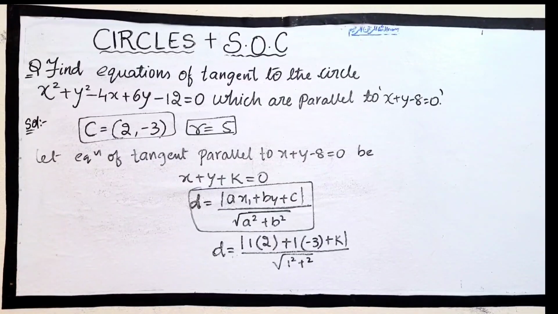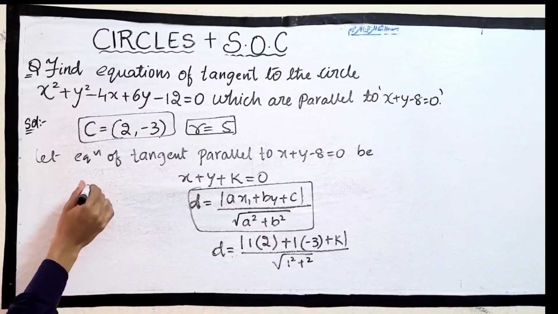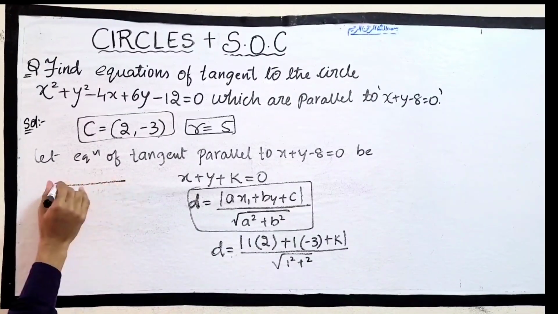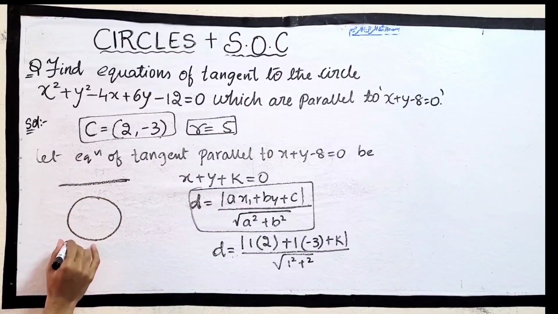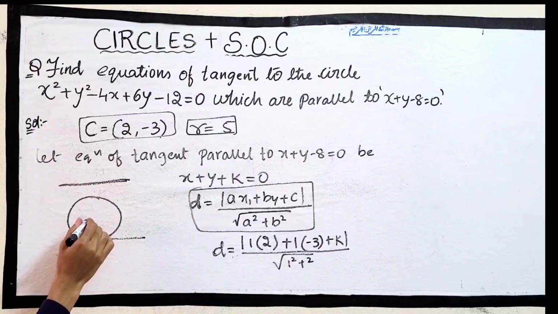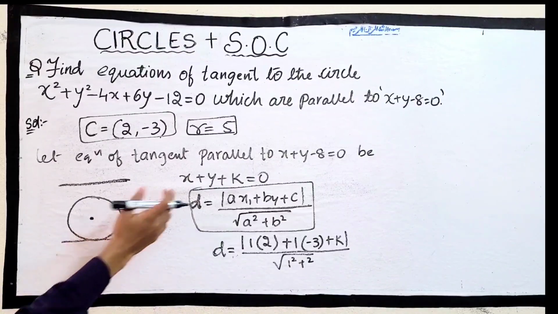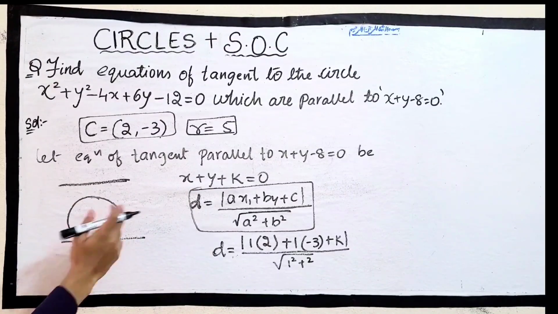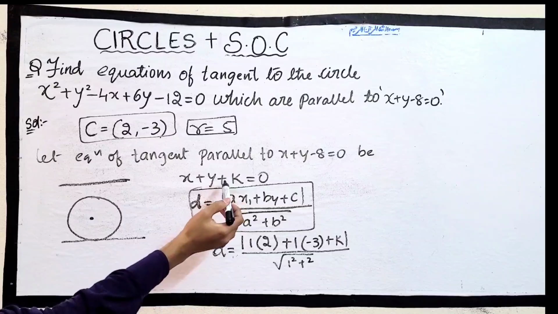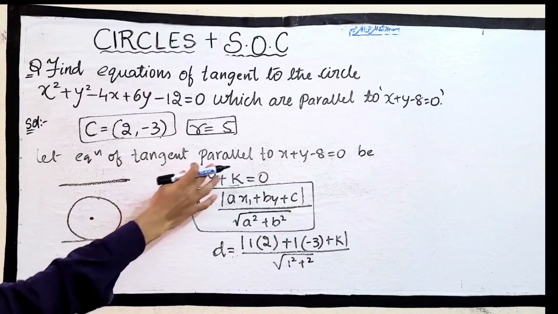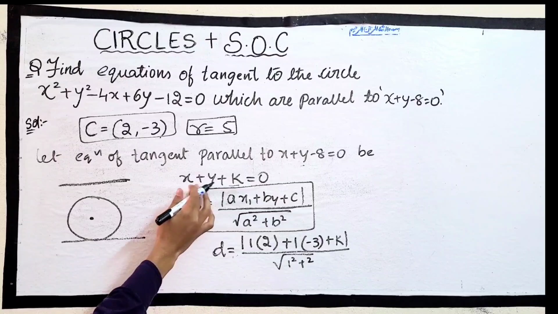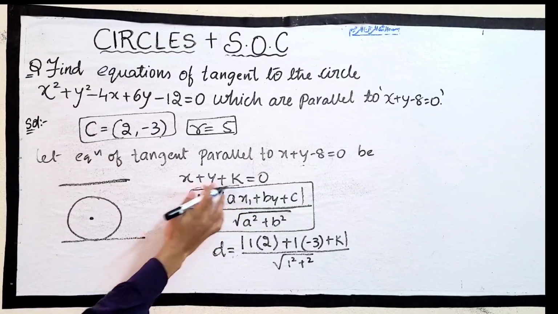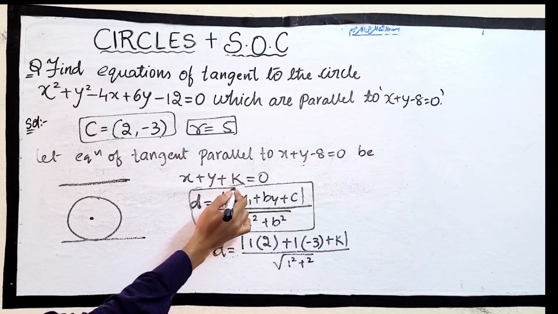In the next step, which is the important one, just see here, it has given the equation of a line, and now it is asking you to find the tangent parallel to this line. So I am assuming that when parallel lines are given, the slope will be the same. So only the constant will be changing. So let the equation of the tangent parallel to the given line x plus y minus 8 be x plus y plus k. You can assume this because the slopes are the same, only the constant will be changing.